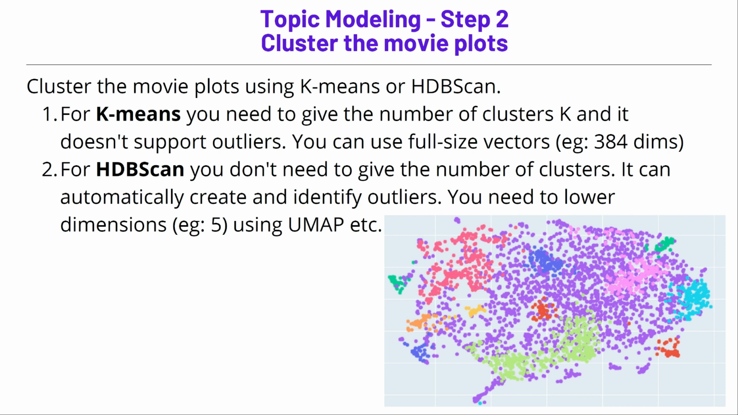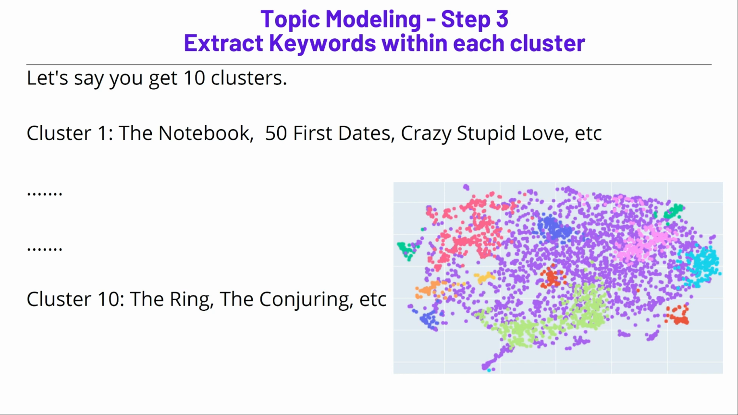As we have seen, we have clustered the documents, in our case movie plots, into some fixed number of clusters, and perhaps one distribution could look like this, as we have in the image, where each color represents one cluster. Now the next step is to identify the keywords within each cluster. Let's say, for example, we have 10 clusters from either the k-means or HDBSCAN algorithm, and each cluster would contain a fixed number of movies. In our case, let's say cluster 1 might have The Notebook, 50 First Dates, Crazy Stupid Love, all these movies, and cluster 10 could be The Ring, The Conjuring, etc.